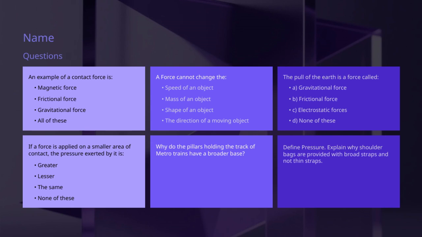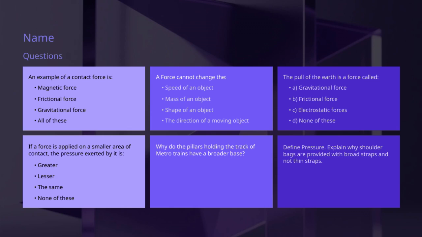Let's look at what influences the direction of a moving object. It depends on the force acting on it, which can change its speed or direction, but the key is understanding that force causes change. When we talk about a force, it cannot change the mass of an object. Mass remains constant regardless of the force applied.